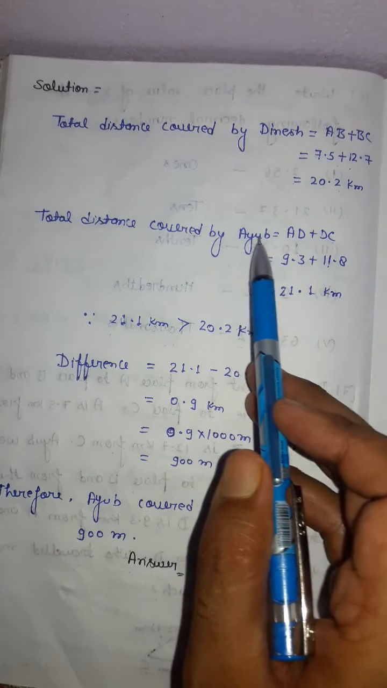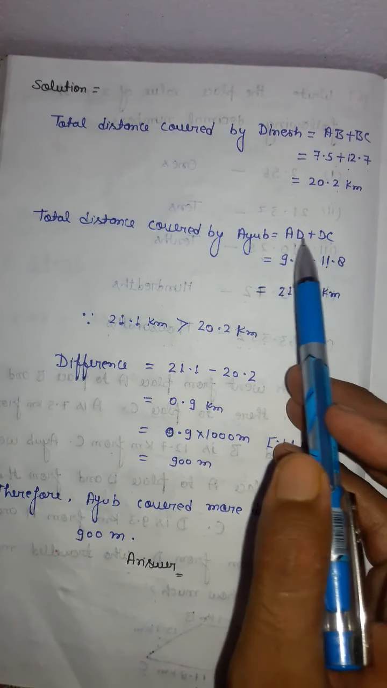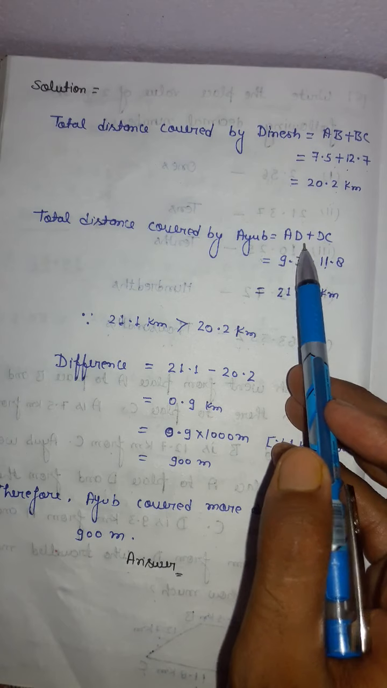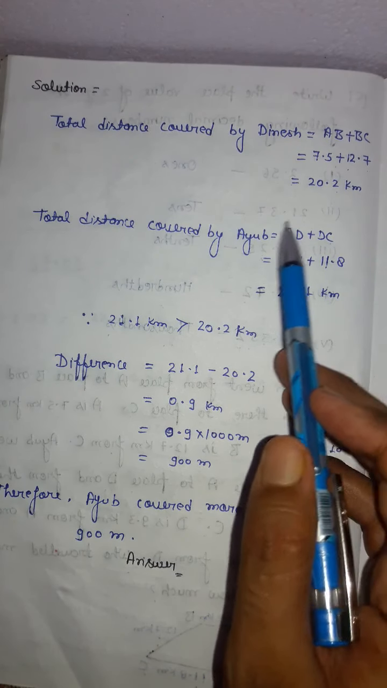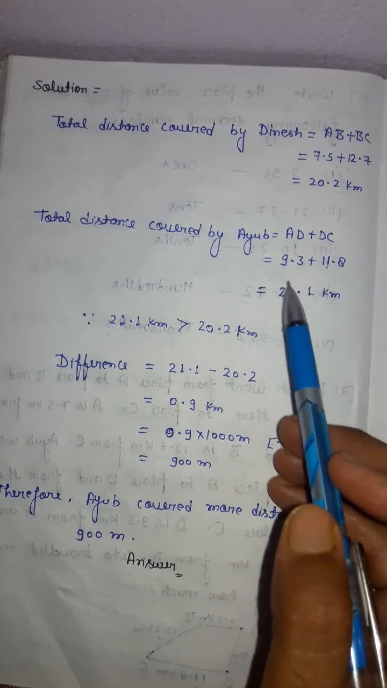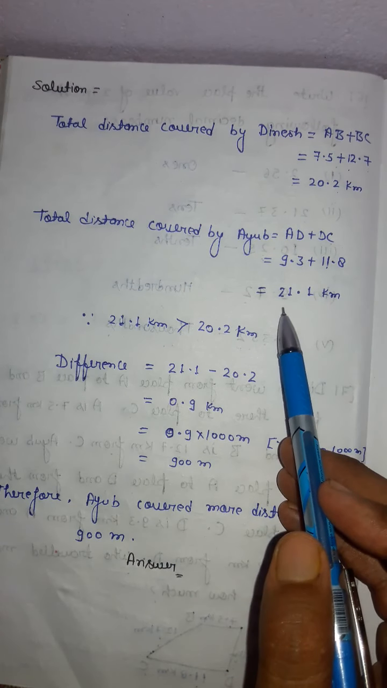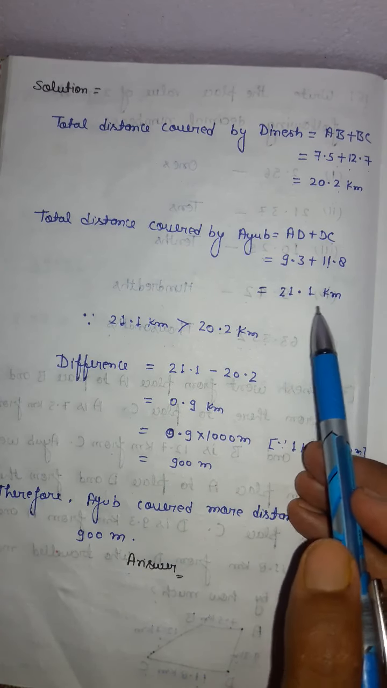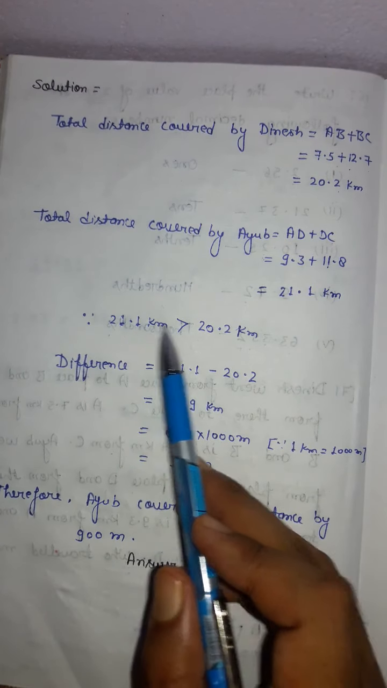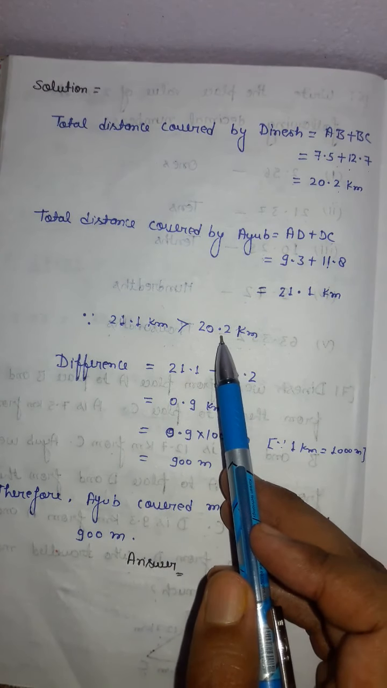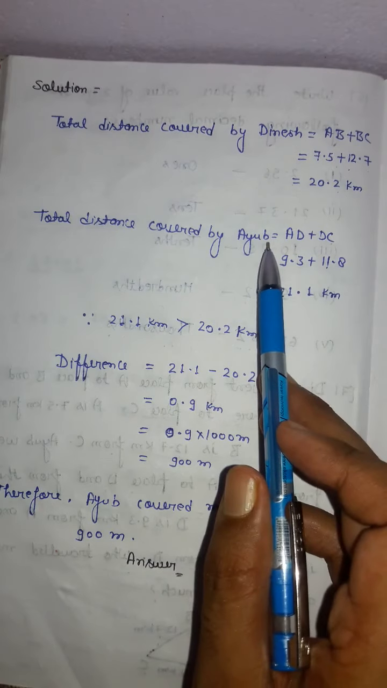Similarly, total distance covered by Ayub is AD plus DC, means first he had covered from A to D and after D to C. We have to find the total, then we will add both distances. So it would be 9.3 plus 11.8. So the result will be 21.1 km. You can see that 21.1 km is greater than 20.2, means that the distance covered by Ayub is more.